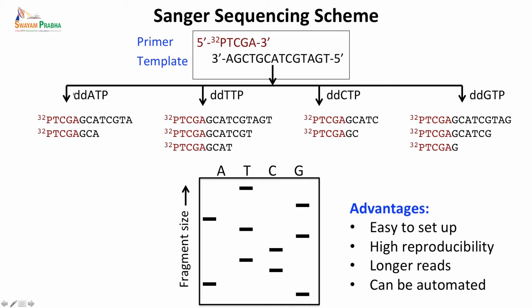Now, once the PCR reaction is executed, then in the tube where you have ddATP, there is a possibility that a normal A is incorporated during the polymerase reaction, and then the chain can elongate. But supposing, in another cycle, the A that is present in this position incorporates a ddATP. In that condition, no further elongation will take place.